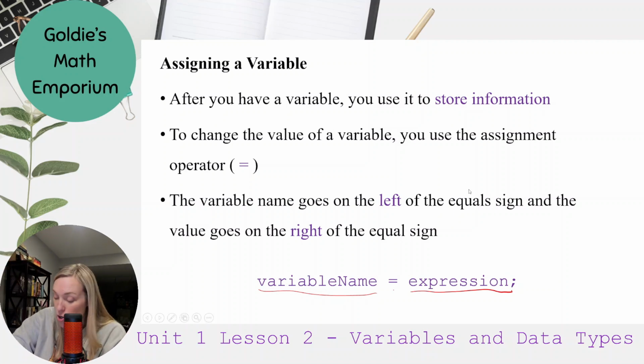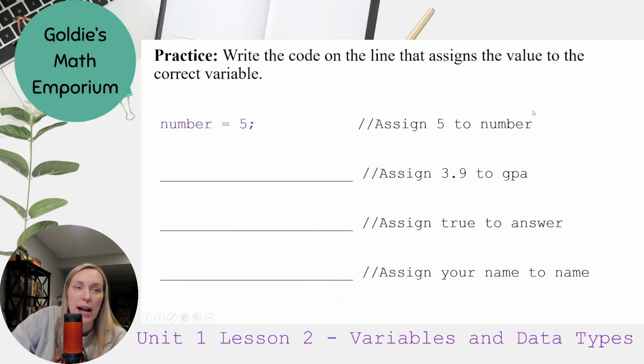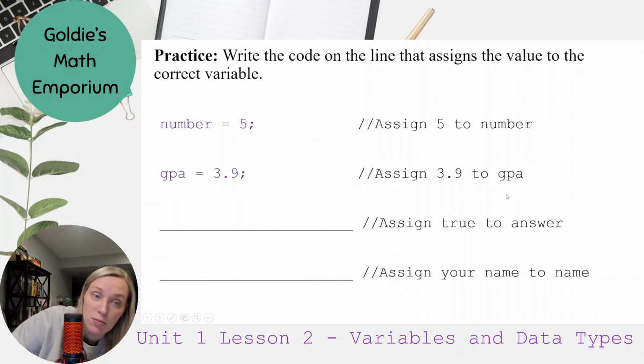Okay. So using those 4 identifiers we just created, let's say I want to assign 5 to number. So the number I want to put in the container is 5. I would do number equals 5 with a semicolon at the end. Again, these are all statements. If I want 3.9 to GPA, I say GPA equals 3.9.